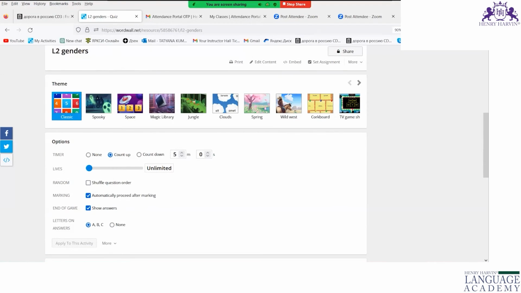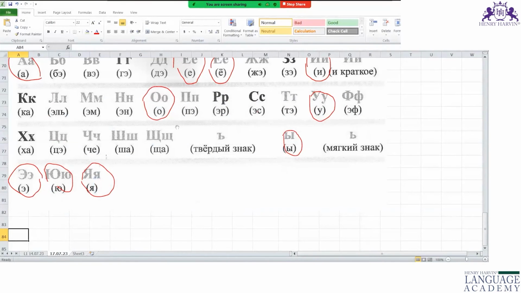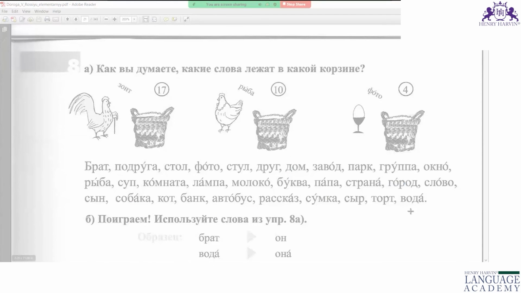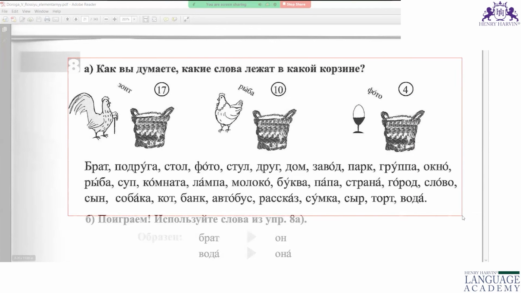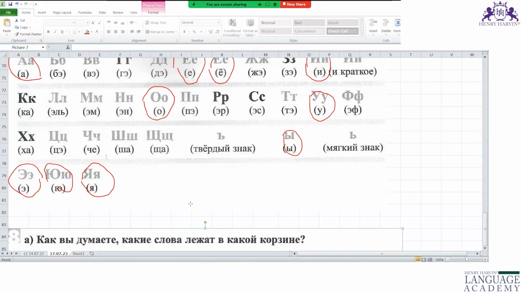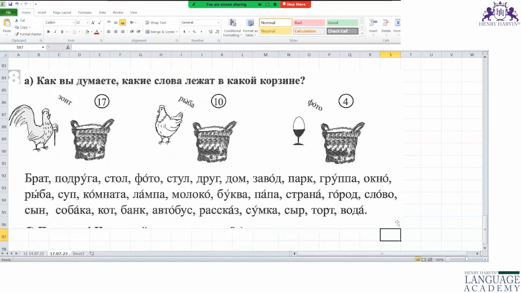How to use them, we will learn later. Okay, so now same. I will take this exercise. And your task now is to find all the masculine words. Okay, let's try it.